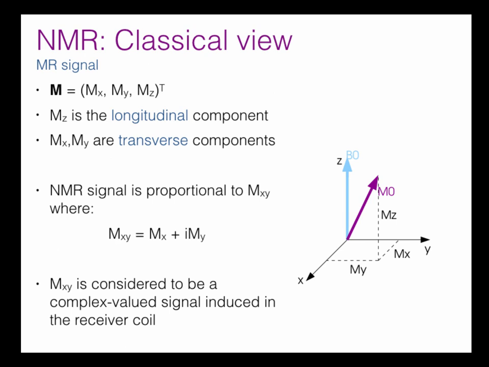So basically the signal is proportional to what we call MXY, and it's convenient to write this as a complex number, MX plus iMY, and you can think of the XY plane as being essentially like a complex number plane, and that's a convenient way to think about the signal that's induced in the receiver coil.